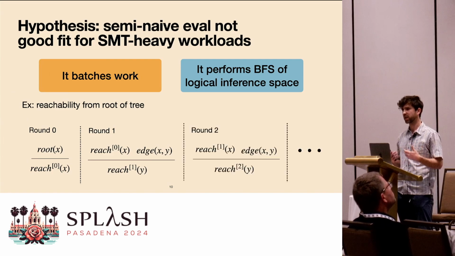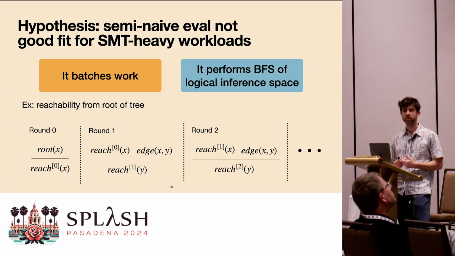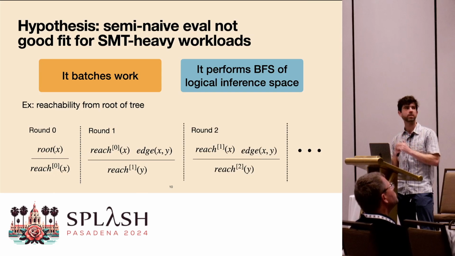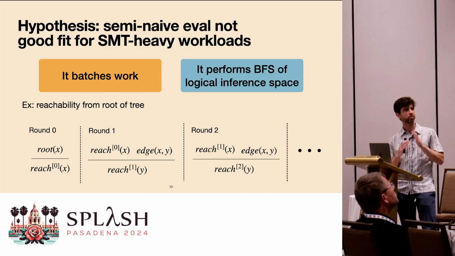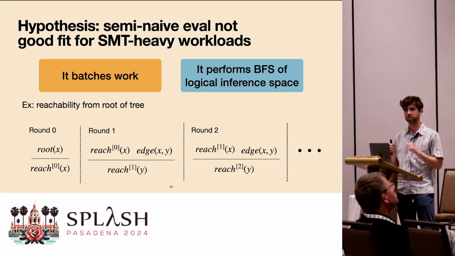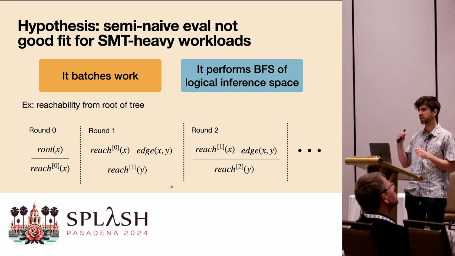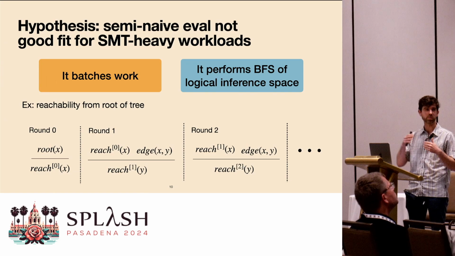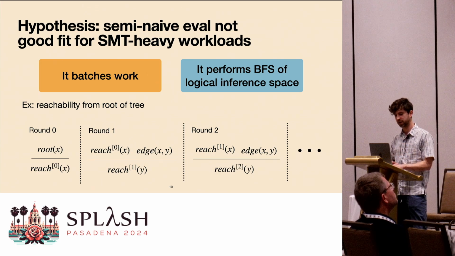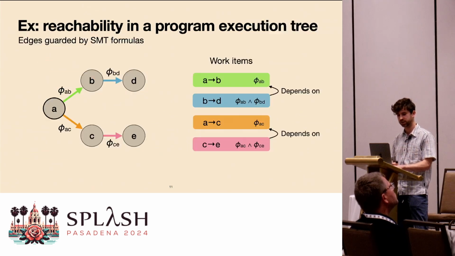In the round after that, everything that's reachable in 2 steps. So here we have this very explicit round structure that builds in batching. And then also, we can see that we're doing not only a breadth-first search of the tree, but this also corresponds to a breadth-first search of the logical inference space in terms of proof height. So why is this a bad thing for these SMT-heavy analyses?